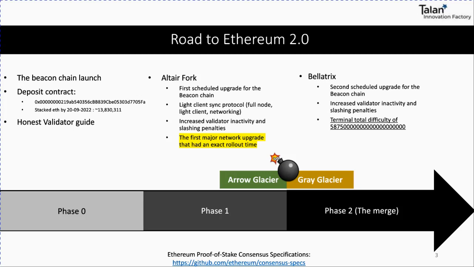Maybe we have multiple miners, maybe we have less. So it was like that. But the new thing with the Beacon chain is that we know exactly the time, and we will see how that was possible. So before the final step, we had two other major upgrades, which are the Arrow Glacier and the Gray Glacier.